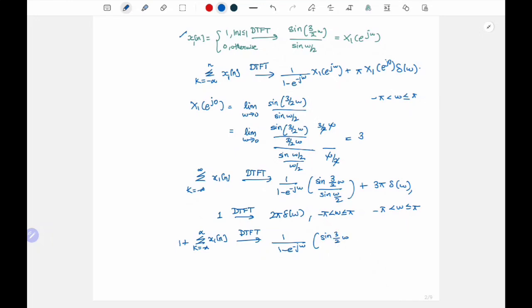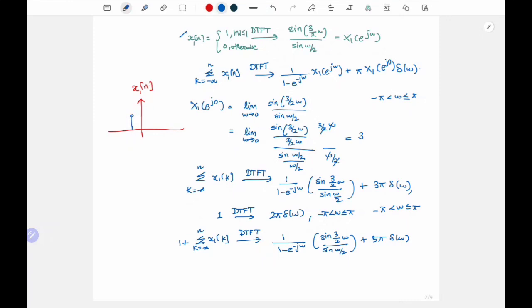Sine 3 by 2 omega by sine omega by 2 plus 5 pi delta of omega. So first let us look at the integration. So this is from minus infinity until n only. Okay, this is k, sorry. My bad. Okay, so let's see the x of n, x1 of n.